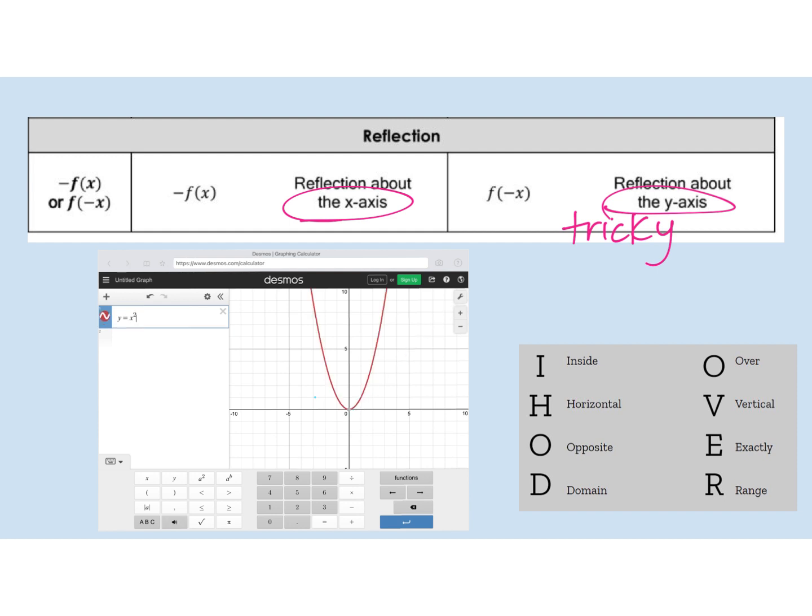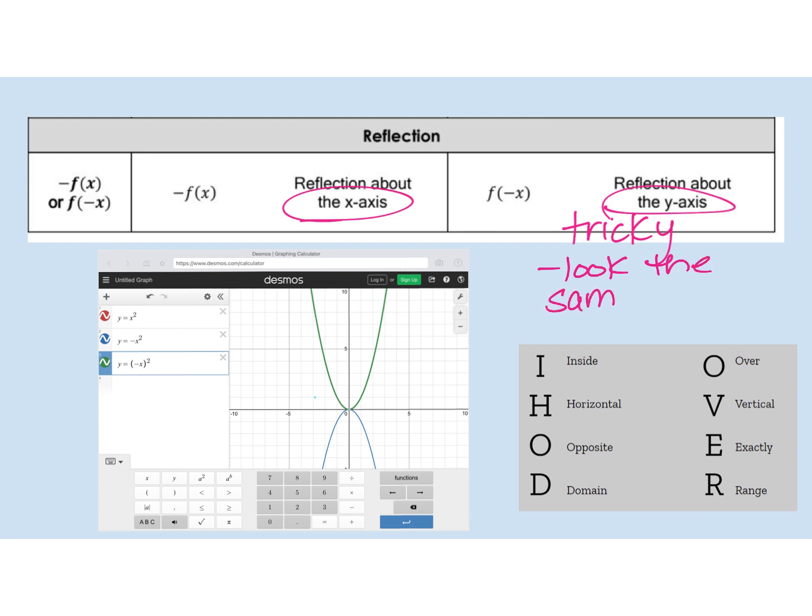Easy peasy. Now I'm going to graph y equals negative x squared. And notice, it just flips it over the x-axis. Now if I graph the next one, y equals, again with parentheses, negative x squared, notice it overlaps with the original parent function. So it's going to look the same.